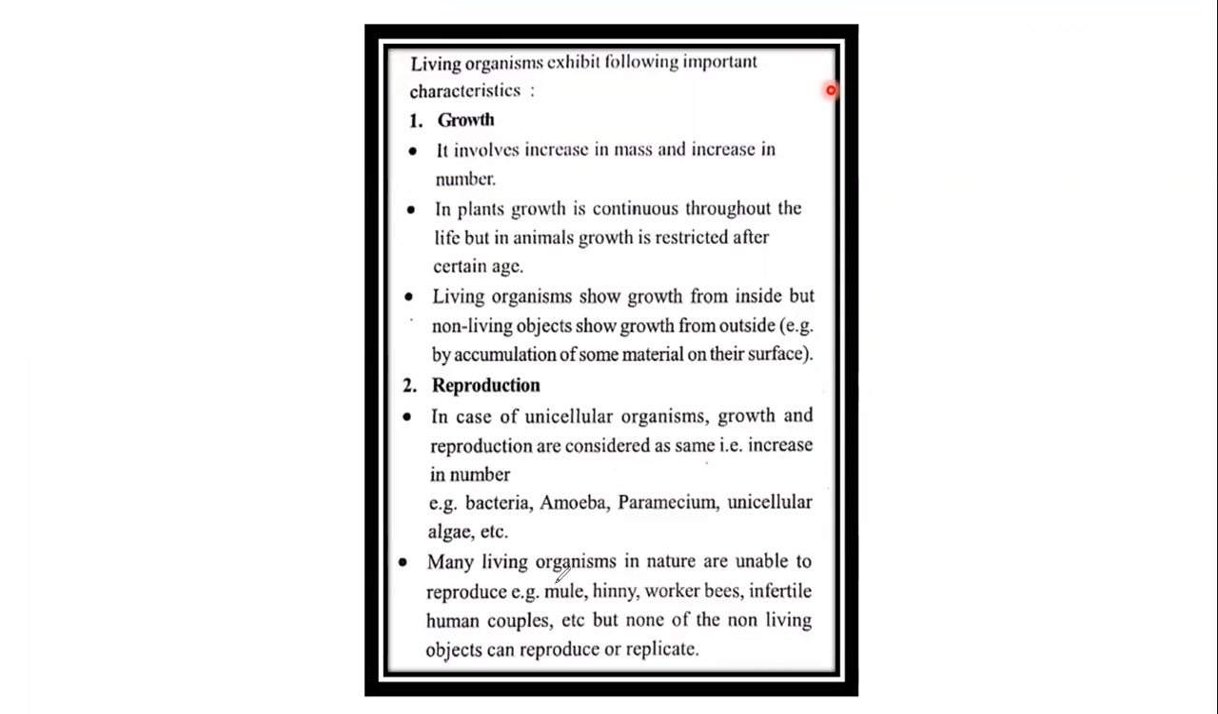Many living organisms in nature are unable to reproduce. Certain organisms can't reproduce, such as mules, worker honeybees, and infertile human couples. But if we say that all living organisms reproduce, we cannot prove it, because certain organisms like mules, worker honeybees, and infertile human couples cannot reproduce. So we cannot say that reproduction is a defining feature of living organisms, right?